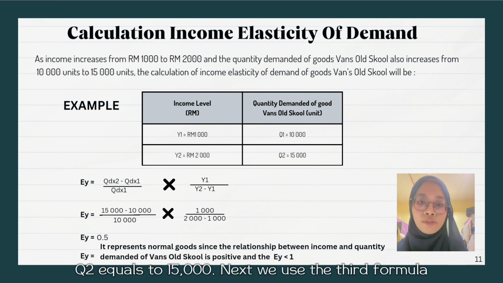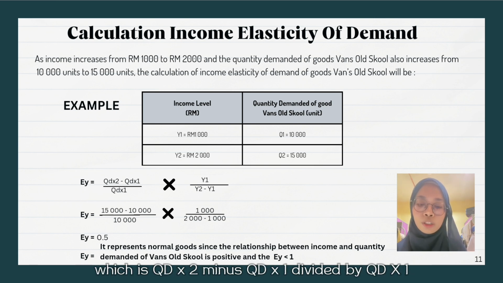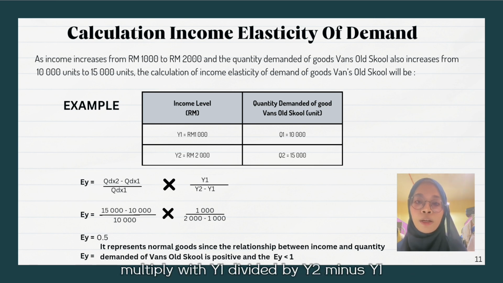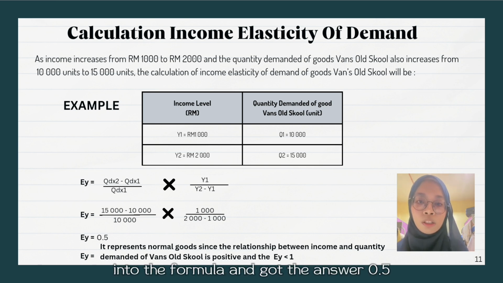Next, we use the third formula, which is QDX2 minus QDX1 divided by QDX1, multiplied by Y1 divided by Y2 minus Y1. The next step is we just fill in the data from the question into the formula and get the answer 0.5. 0.5 represents a normal good since the relationship between income level and the quantity demanded is positive and income elasticity of demand is lower than 1.